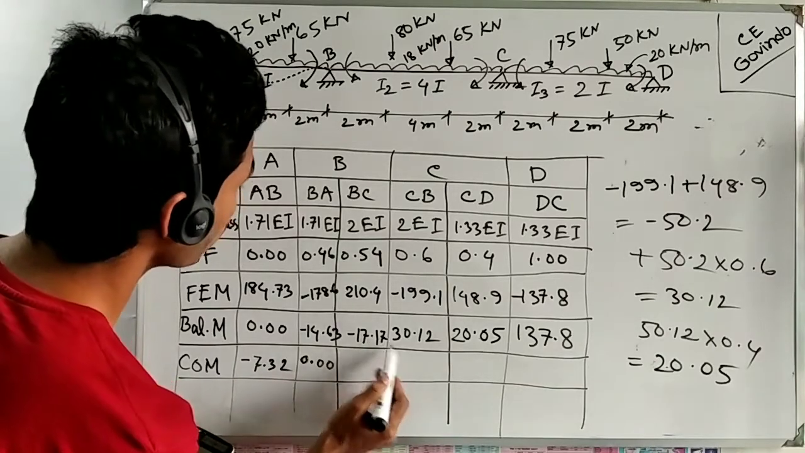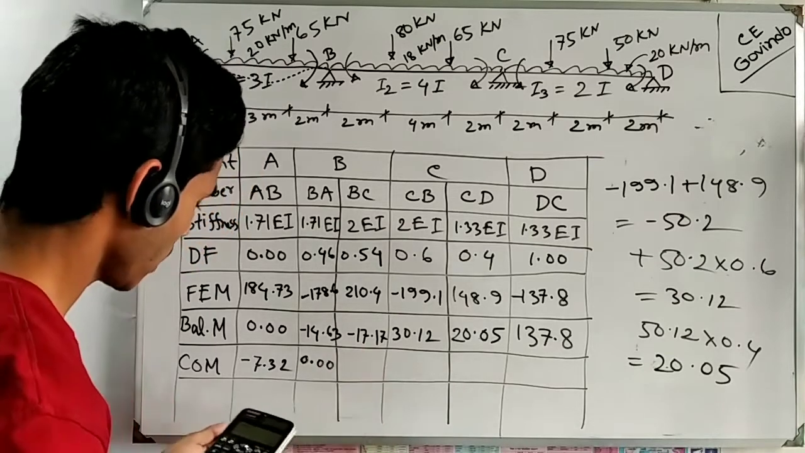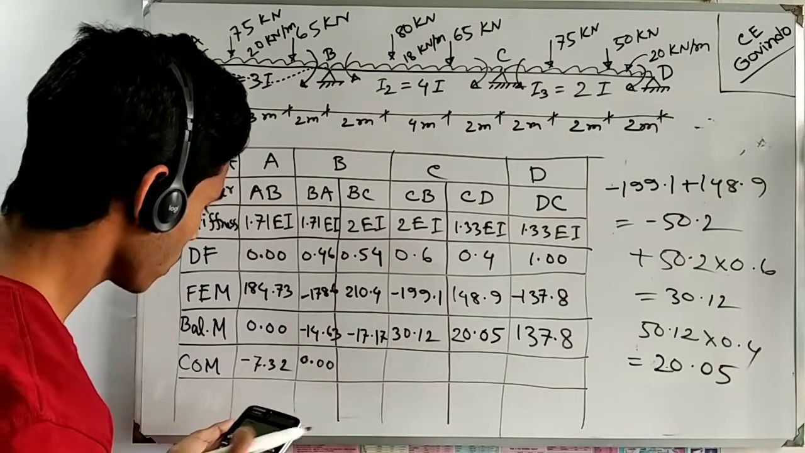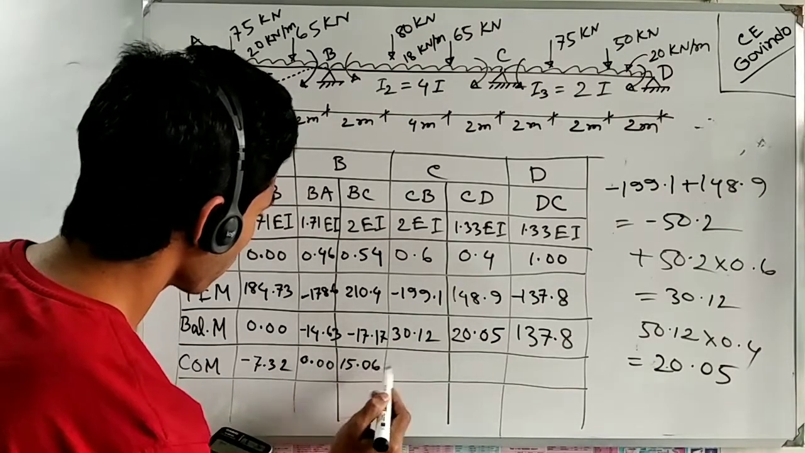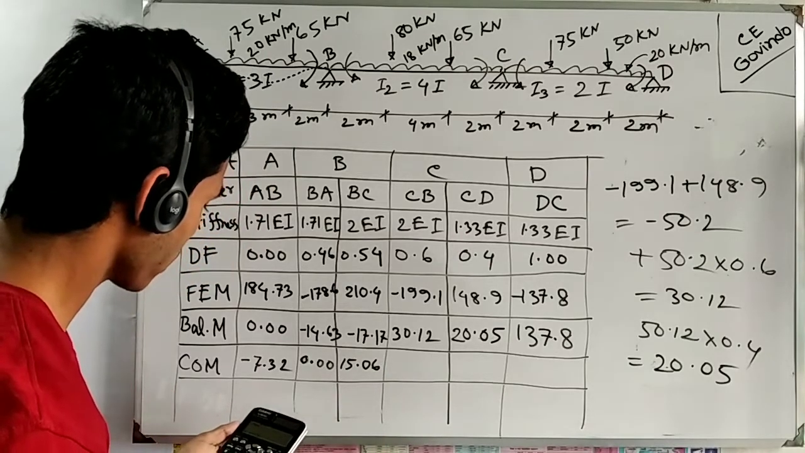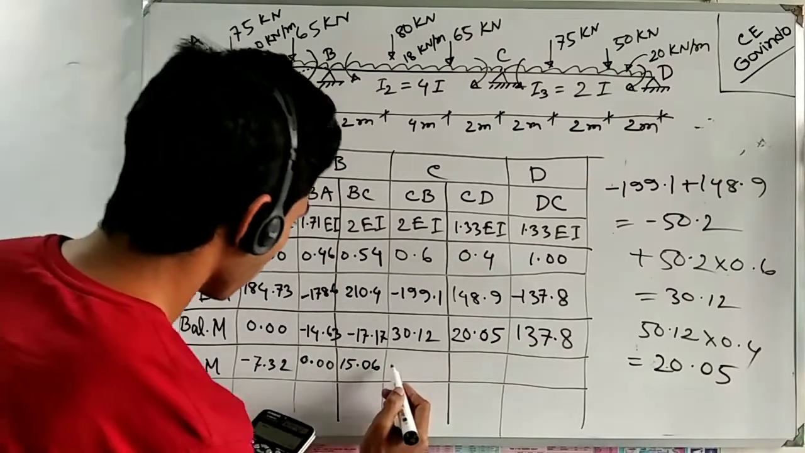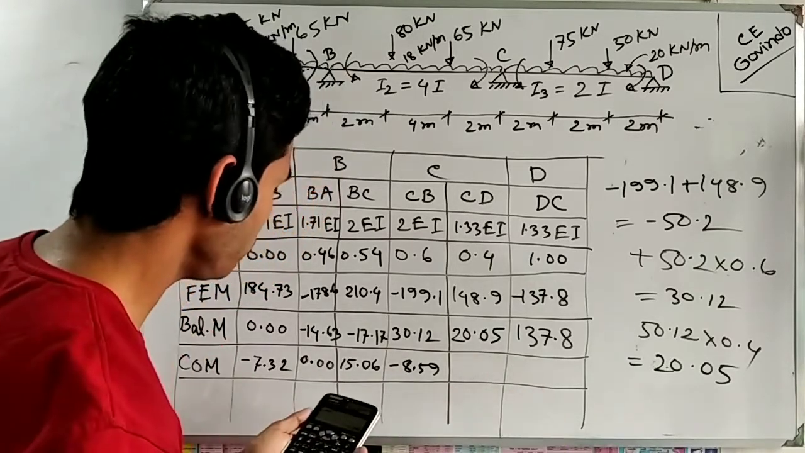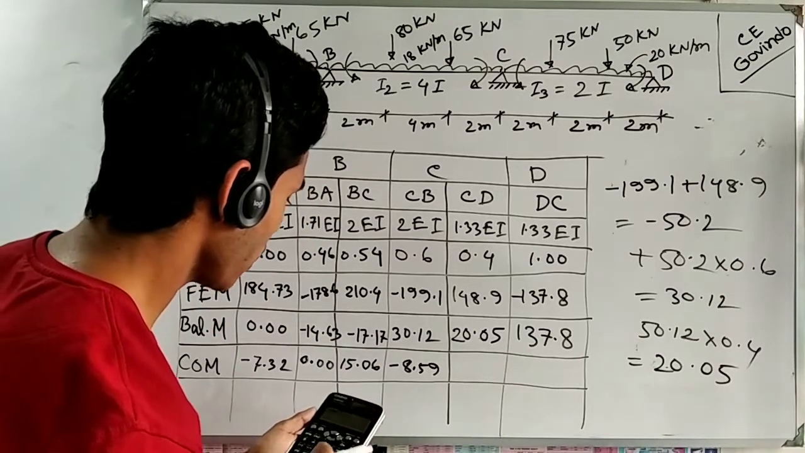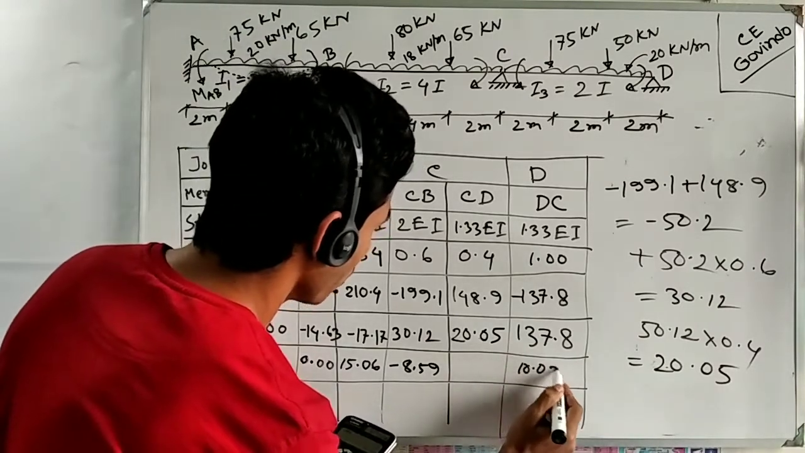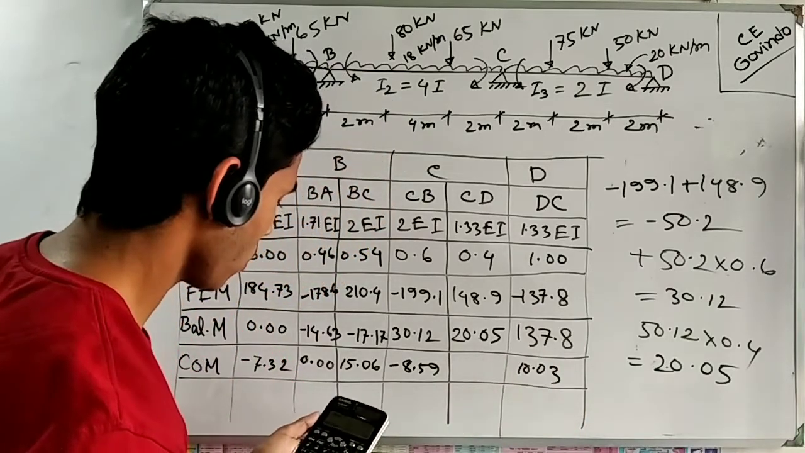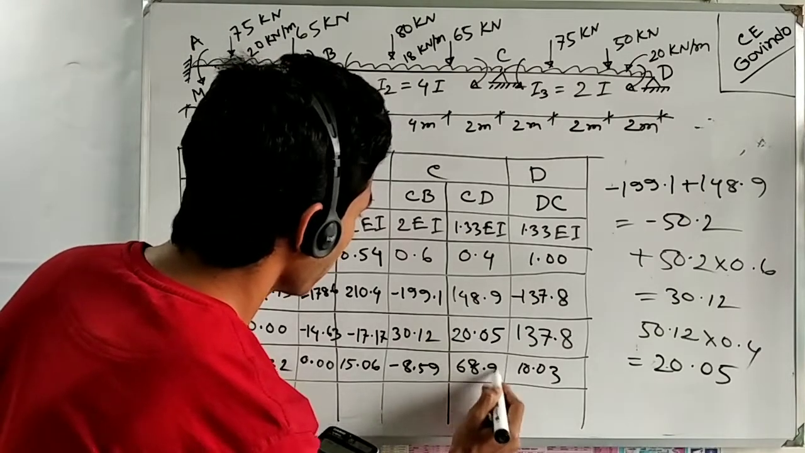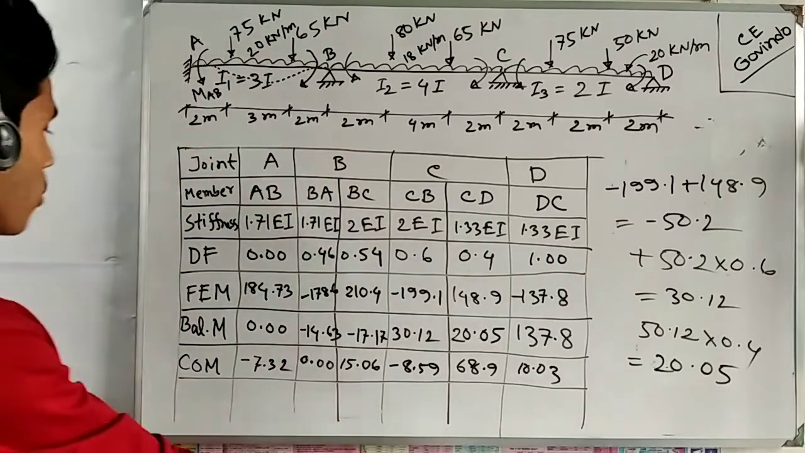Then half of this value will be given here, and this value will be given here. If we calculate, we get half of this 30.12, which is 15.06, and half of this value minus 17.17, which is minus 8.59, and half of this value 20.05 is 10.03, and half of this value 137.8 is 68.9. Again we need to balance this moment in the same manner.